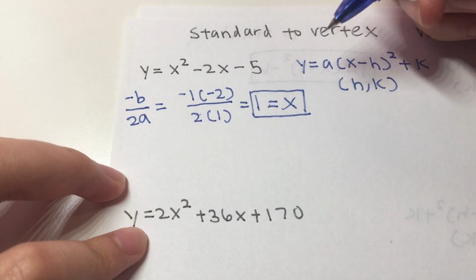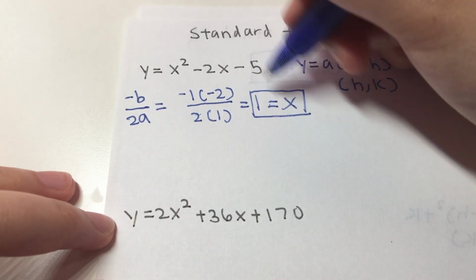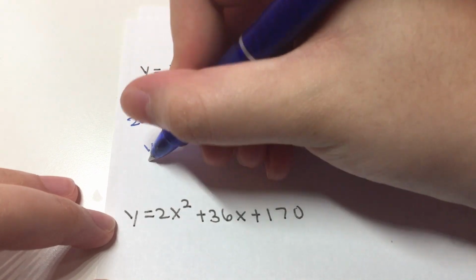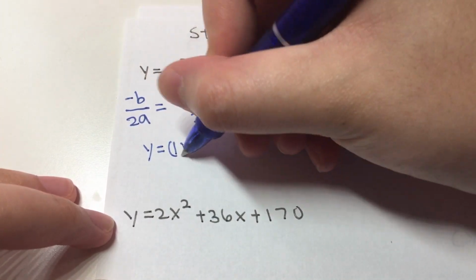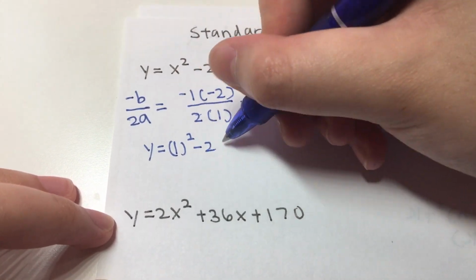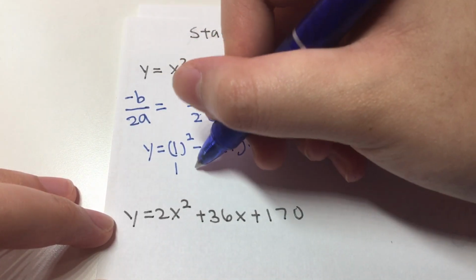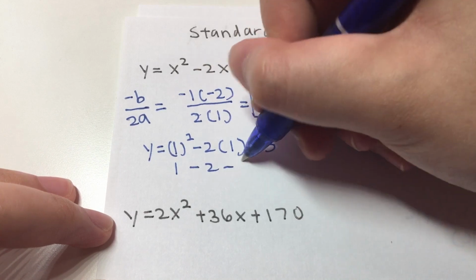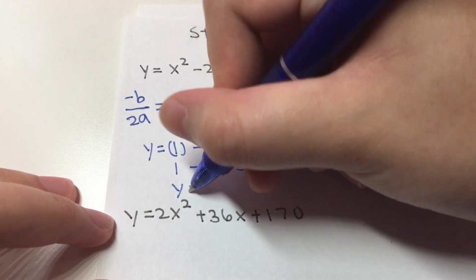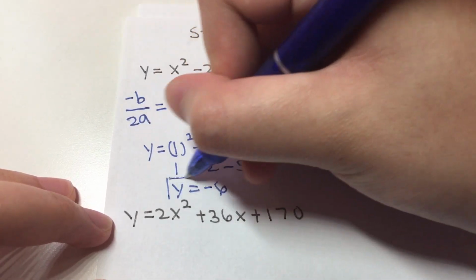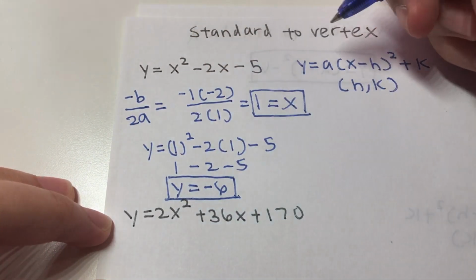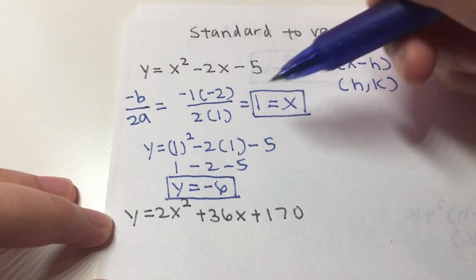And now we have to find the y value. So we just plug it into this equation. y equals 1 squared minus 2 times 1 minus 5. So that's 1 minus 2 minus 5, which is negative 6. y equals negative 6. So now we got the x and the y.